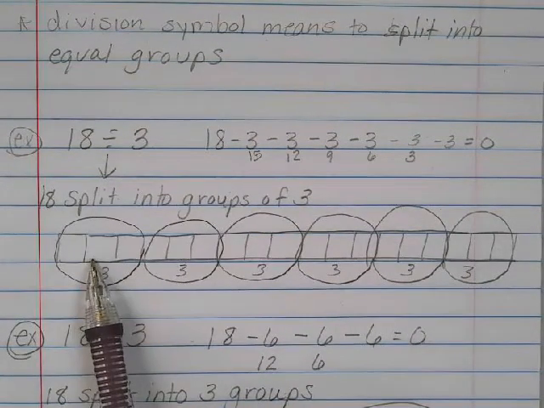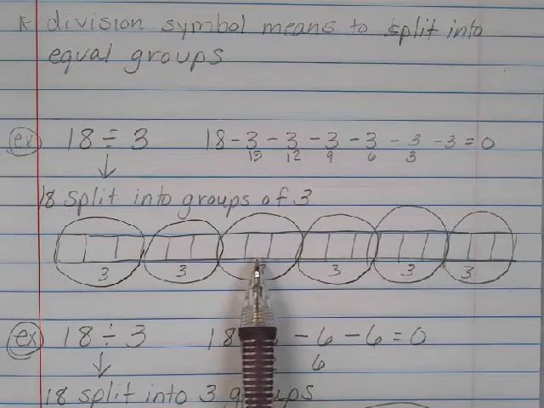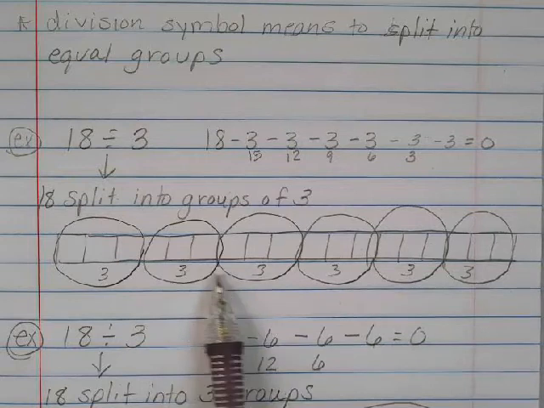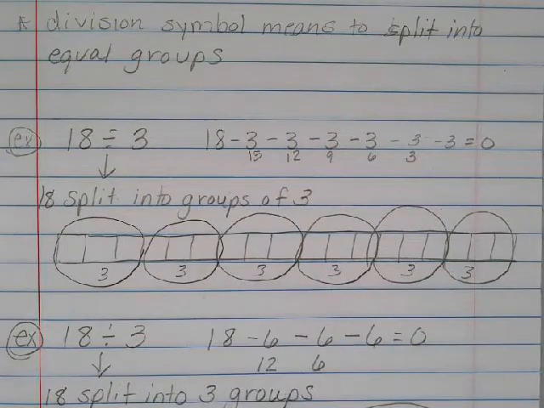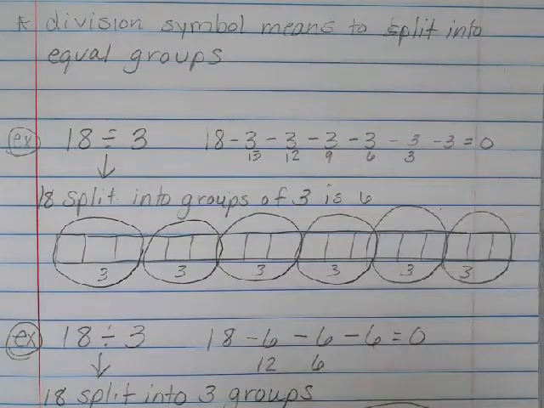Then I tried the same thing, and I made a tape diagram of 18. And this time I counted off and put them in groups of 3. And I found that I had 6 groups. So 18 split into groups of 3 is 6.